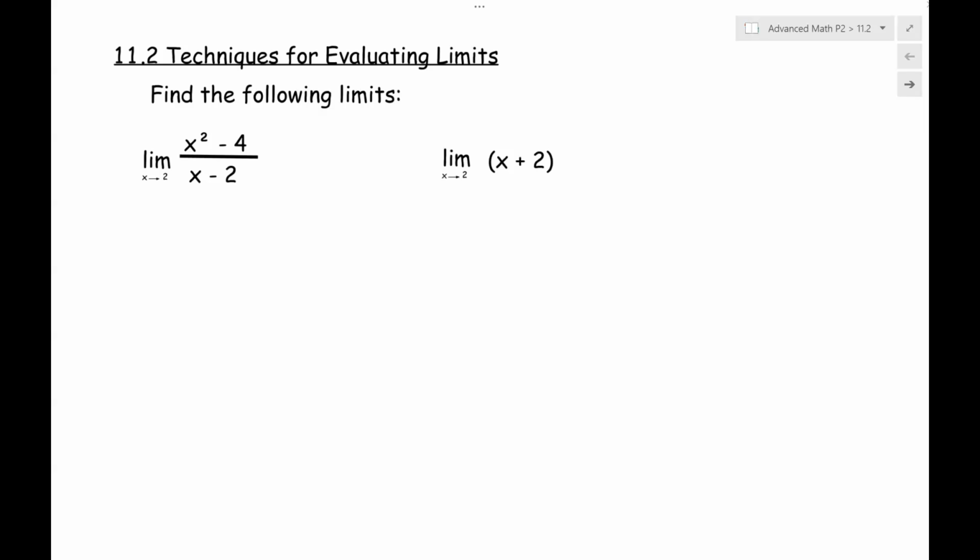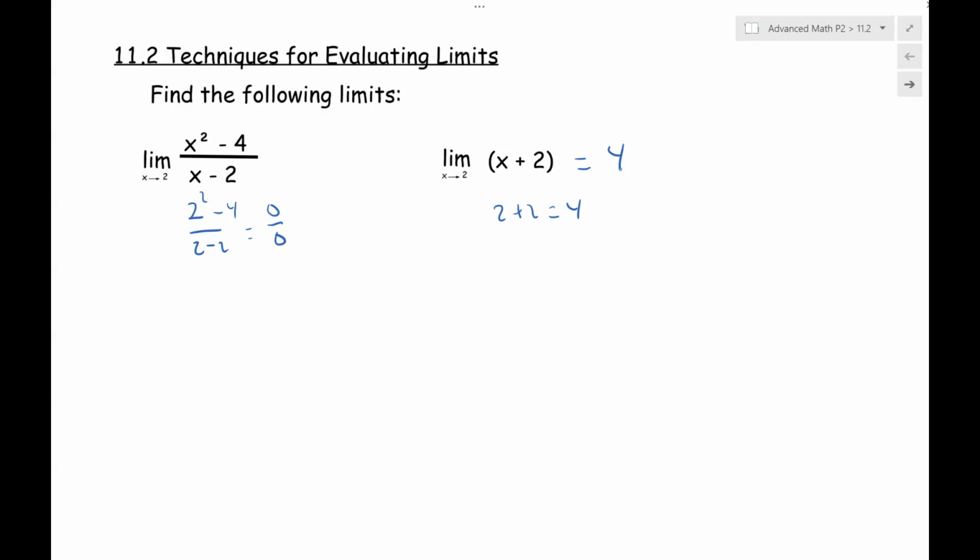So for example, if I look at these two, if I were to do direct substitution on this one, you'll notice I get 2 squared minus 4 over 2 minus 2, which gives me 0 over 0. We'll come back to that 0 over 0 later. Here I get 2 plus 2, and that's 4. So I know the limit of that is definitely 4. Okay? So that does work out.